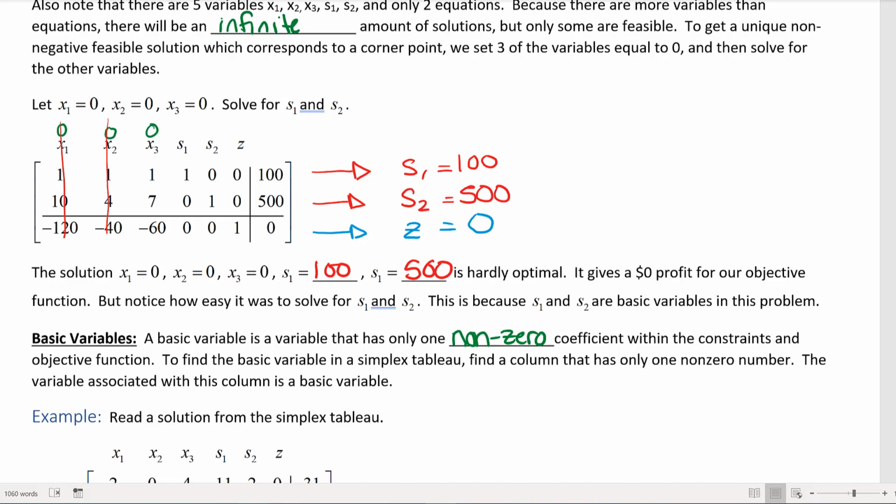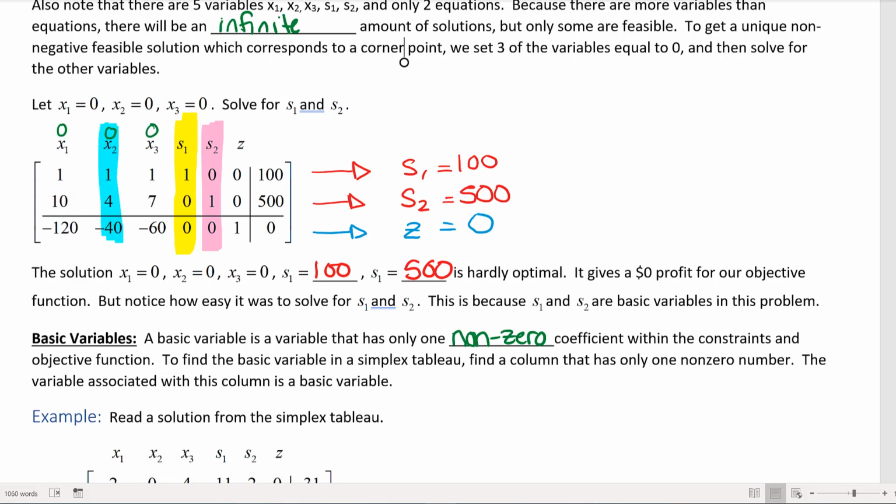So if I go back up to our problem here, notice that in the column s1, I only have one non-zero number. That's our 1. All of the other values in our simplex tableau are equal to 0. s2 is also a basic variable because up and down we have only one non-zero number. That's the 1 in the second row. All of the other values are 0. If we try to look in another column, let's say x1, do you notice how there are 3 non-zero values, 1, 10, and negative 120? So this is not a basic variable.